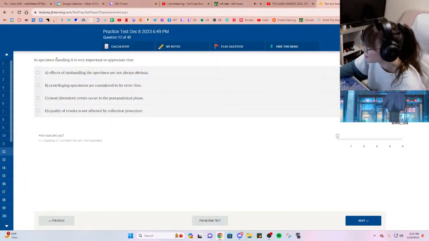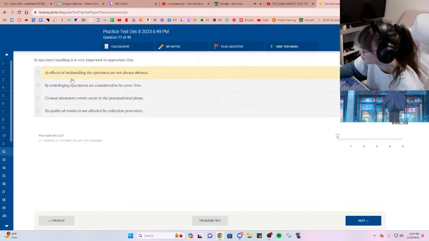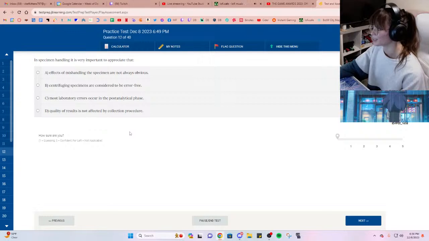In specimen handling, it is very important to appreciate that effects of mishandling the specimen are not always obvious. Centrifuging specimens are considered to be error-free. Most laboratory errors occur in the post-analytical phase, or the quality of results is not affected by a collection procedure. What? Hold on, I need to reread this.